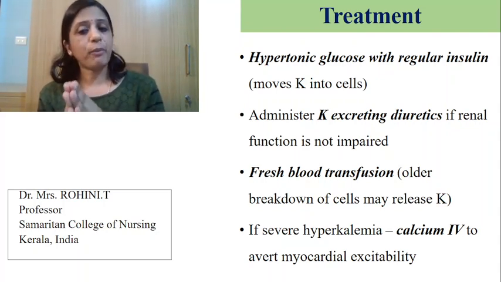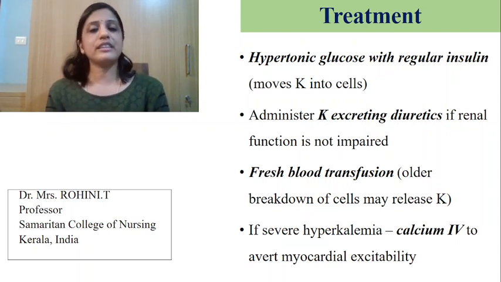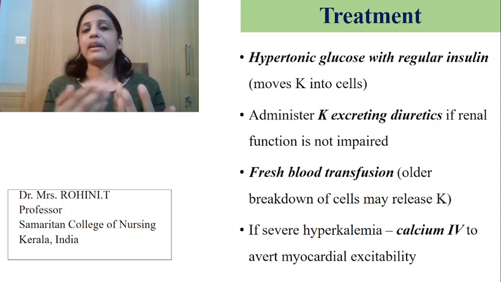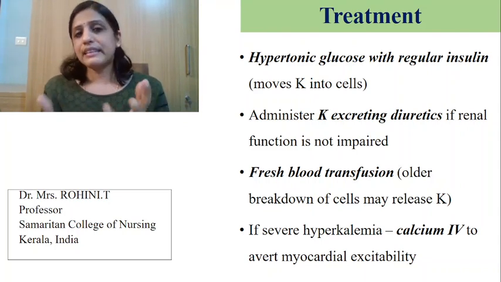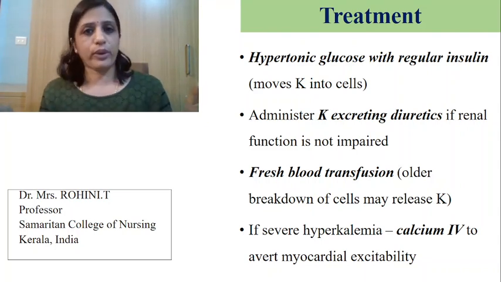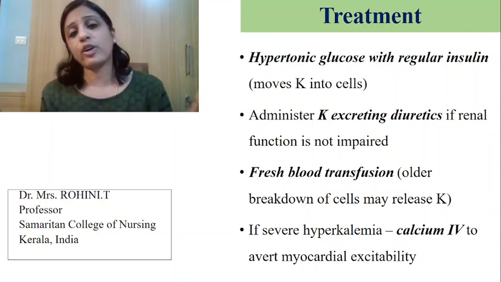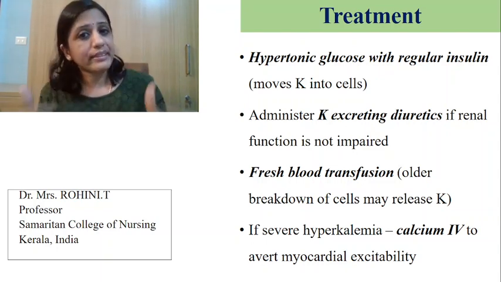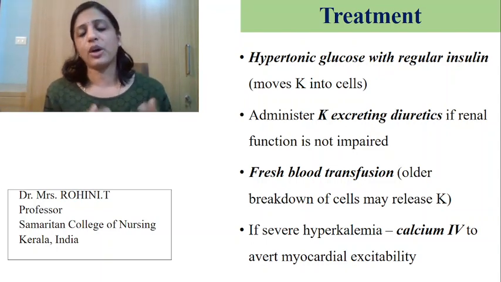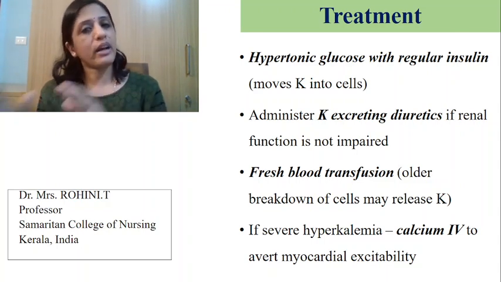Next is, administer potassium excreting diuretics if renal function is not impaired. For example, Lasix, thiazide diuretics, hydrochlorothiazide. These are diuretics which will excrete potassium. So if the patient should be started on some diuretics, then not potassium sparing but potassium excreting diuretics like Lasix or thiazide diuretics. These are additional points. The last two are additional points.